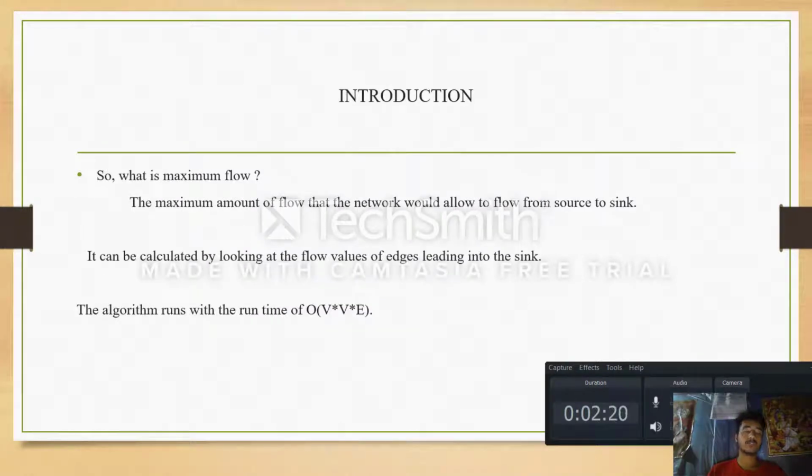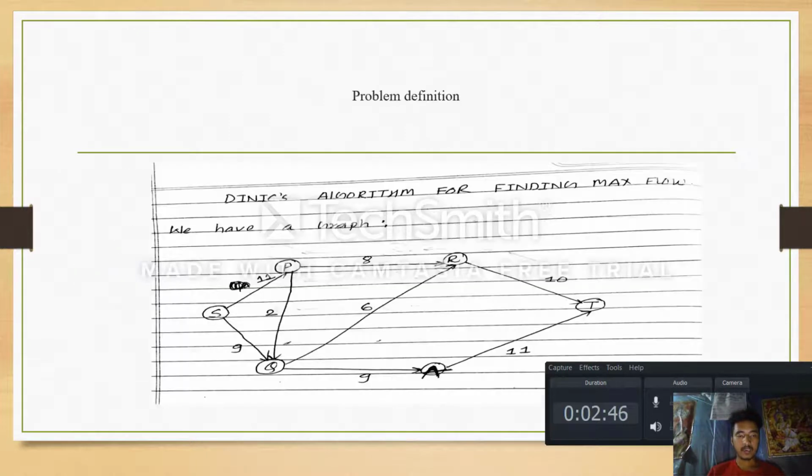So what is maximum flow? The maximum amount of energy or flow that the network would allow to flow from source to sink is called maximum flow. The maximum flow can be calculated by looking at the flow value of edges leading to the sink.